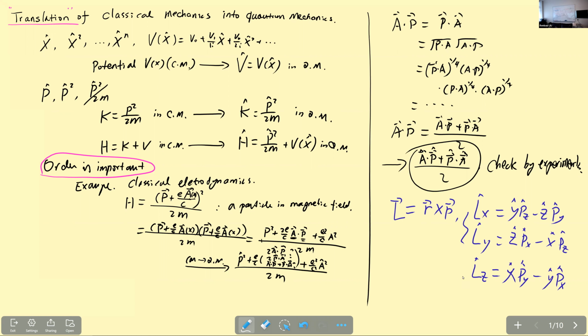Okay, so this gives us the three components of the angular momentum, right? And then you can also define the total angular momentum, okay? So that's what we have done for this naive translation of classical mechanics into quantum mechanics. Okay. All right.